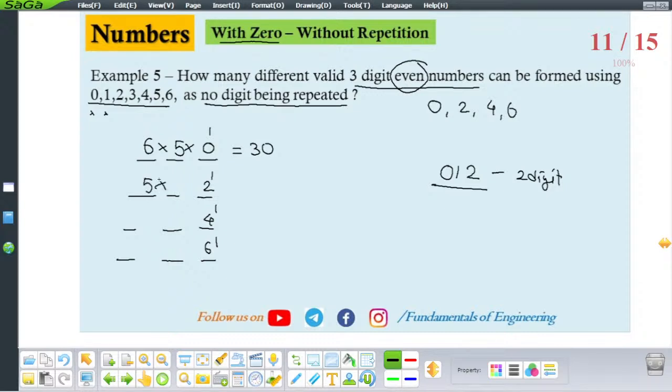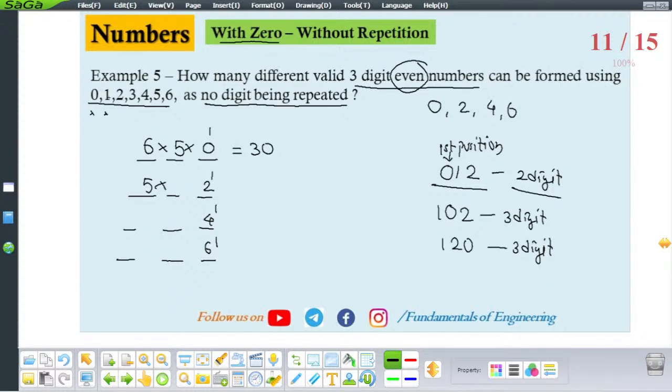So the remaining are 1, 3, 4, 5, 6, which is 5 digits. Now in the second position we can use the 0. Like here you can get 1 0 2, with 0 at the second position, which is a 3-digit number, or we can get 1 2 0. But if you write 0 at the first position, it will not be a 3-digit number, it will become a 2-digit number. Keep in mind, the first digit will not be 0.